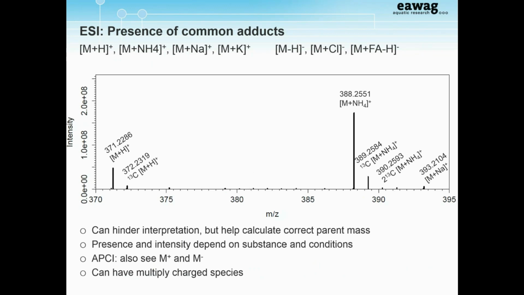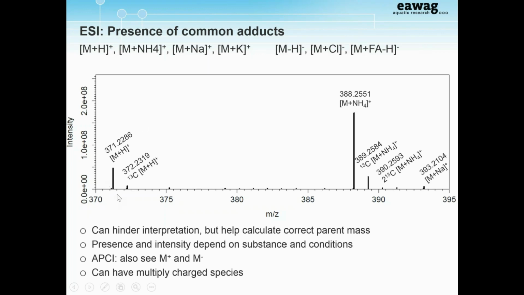What we do have with ESI and with some of the other ionization techniques is the presence of common adducts. And again, I said in the previous slide, this can sometimes hinder the interpretation because it makes it a lot more complex. On the other hand, this can really help you calculate the correct parent mass because you will actually see some or all of these peaks in your spectrum, and you can know through the mass difference that this one must be the ammonium adduct, therefore we are very confident about the parent mass in this case.